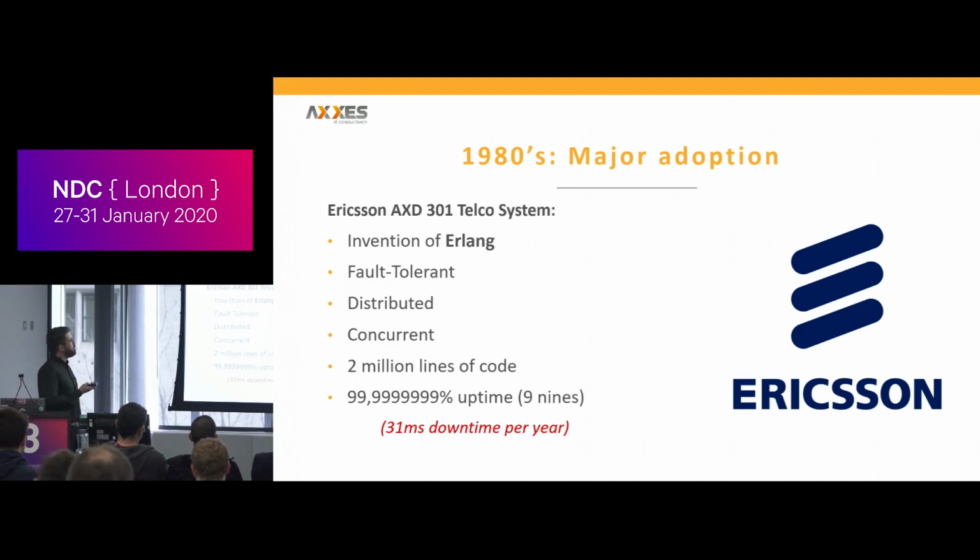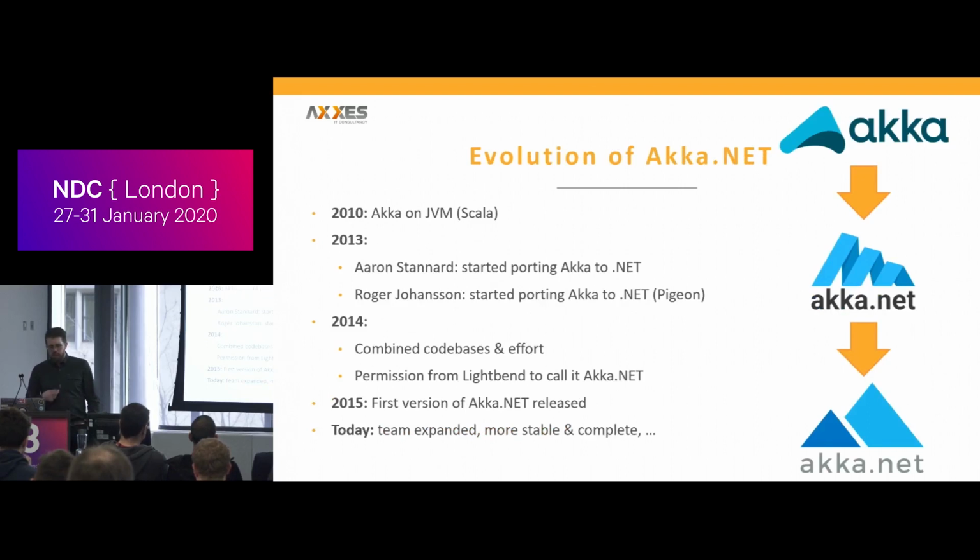So yeah, if this has been around since the 70s and the 80s, why did we only get it in higher programming languages later on? Because if we look at where Akka.net comes from, in 2010, there was an implementation of the actor model on the Java virtual machine, which is Scala. And they actually implemented Akka. And only in 2013, 2 people individually from each other started porting Akka to the .NET CLR. Aaron Stannard and Roger Johansson, they started working on that separately from each other. And then they found out about each other's efforts.